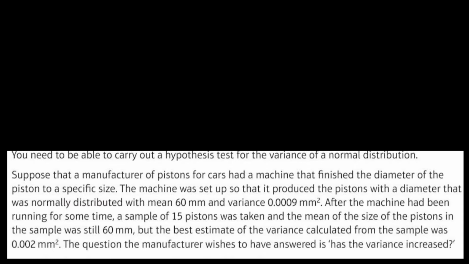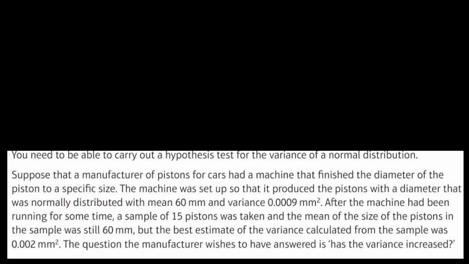Okay, after the machine has been running for some time, a sample of 15 of these pistons are taken and the mean and the variance of this sample are calculated. The mean was found to be 60, so it was still 60, what was expected, but the best estimate for the variance was calculated to be 0.002. Now the manufacturer wants to know if the variance of his machine has increased. If over time, and due to the fact that the machine has produced multiple pistons by this point, he wants to know if it needs to be recalibrated.